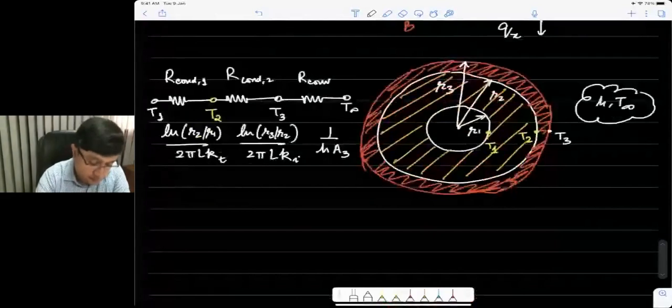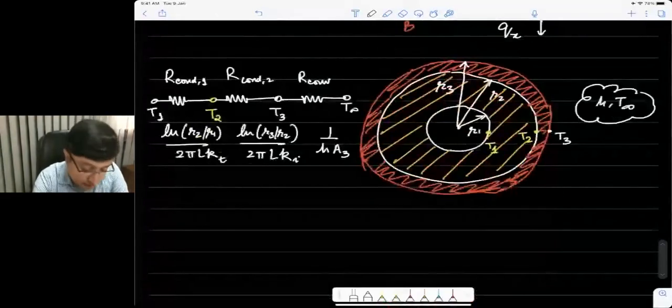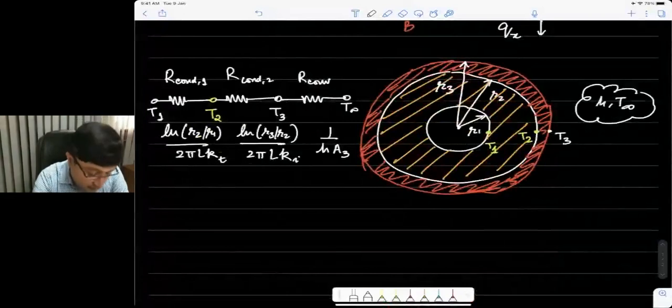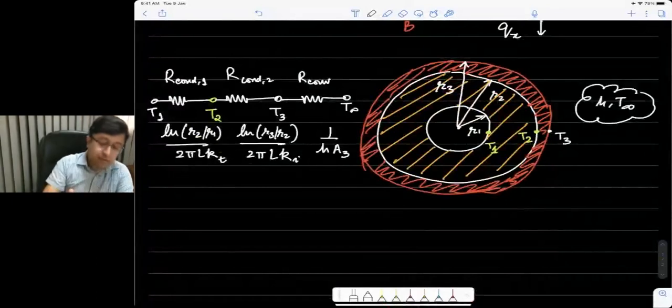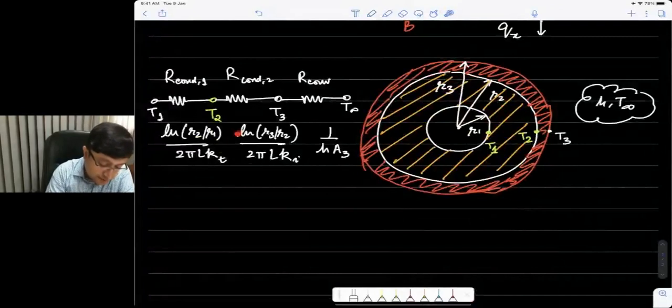In a radial system, such as a sphere or a cylinder, this is not true for the insulation, or whatever you add on the outer periphery, because the area is actually increasing as you go out. So you can see that by adding an insulation, which is this part, the conduction resistance is actually increased, because log R3 is going to go higher.